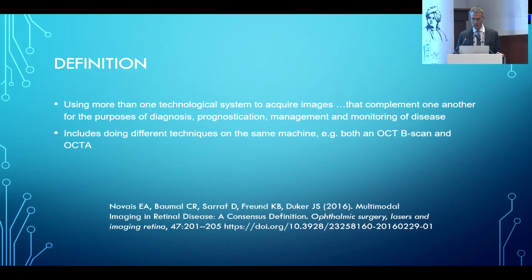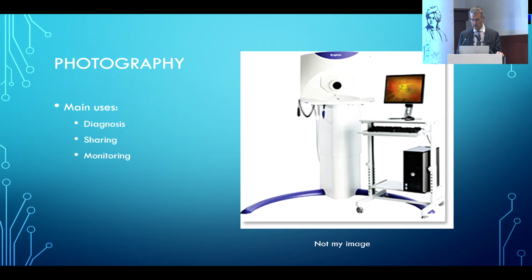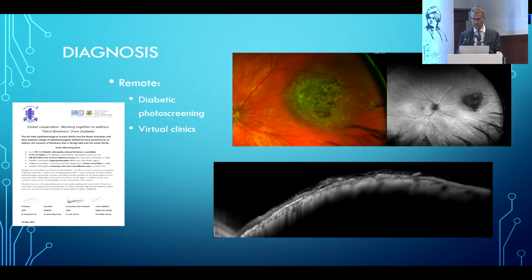But anyway, I'll talk about multimodal imaging, which of course is the use of more than one technology to acquire images that complement each other. Let's look at photography first. So photography has many uses, one of which is remote diagnosis, for instance in diabetic screening.